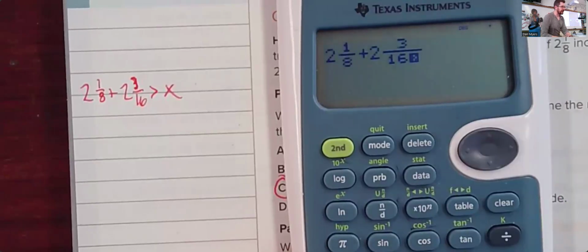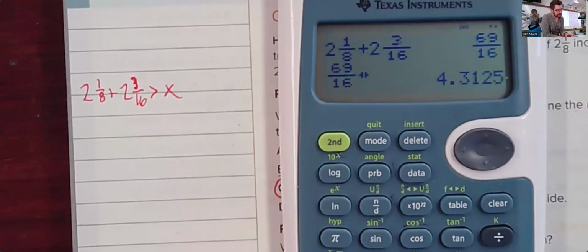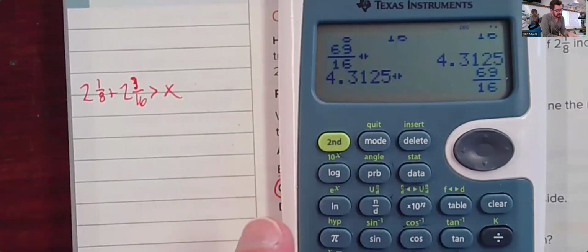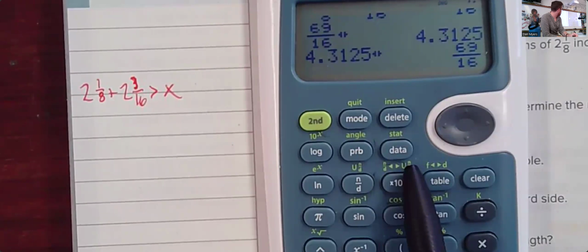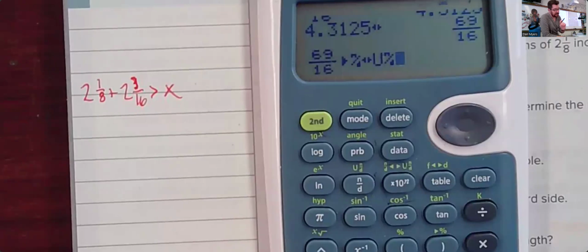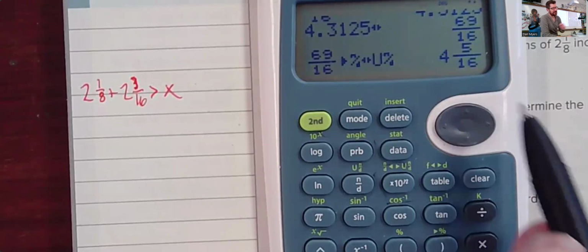2 plus 2 is 4, 1/8 plus 3/16 is 5/16, which gives us 69/16. But if we want to convert that to a mixed number, if you see this little N over D with the arrows and then the U N over D, if you type in second and then hit that button and then enter, that will give you the mixed number, which is 4 5/16. In terms of measurement that makes more sense than 69/16 as an improper fraction, because if you're measuring something in inches, having the whole number for inches and then the fraction of an inch makes more sense. So 4 5/16.